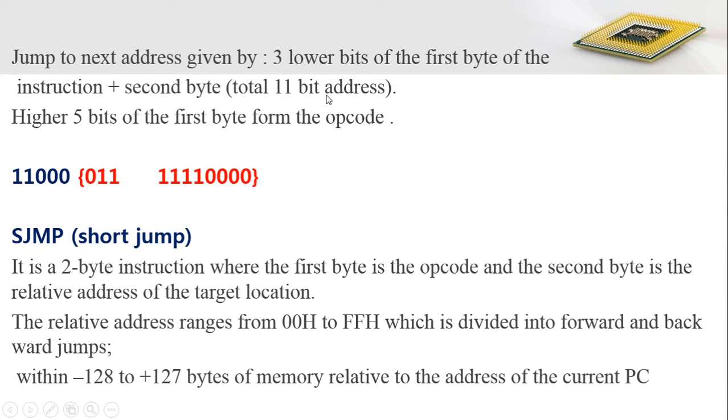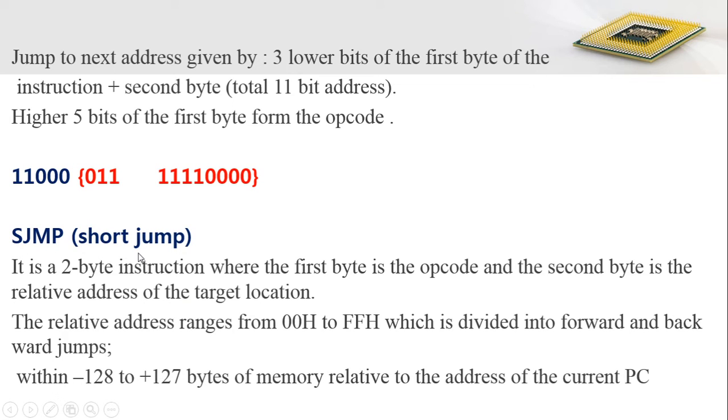The least significant 11 bits form the address of the target location and the remaining higher 5 bits form the opcode part. So this is actually a 2-byte instruction in which the higher 5 bits form the opcode and the remaining 11 bits form the operand address. The 11-bit address means this jump instruction can jump inside a 2 KB memory space.